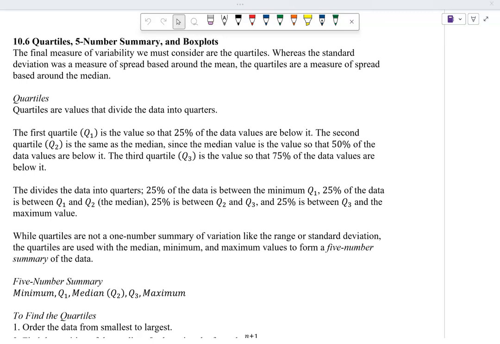All right, welcome back to your favorite Fundamentals College Math class. We're going to look at our final measure of variability, which are quartiles. The standard deviation was the average deviation from the mean. The quartiles are spread around the median, okay? And so I'll show you how to do that.